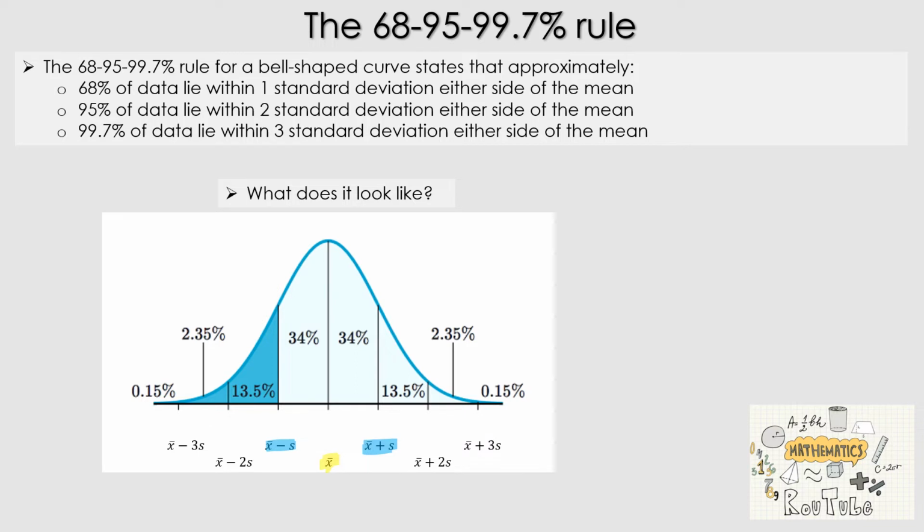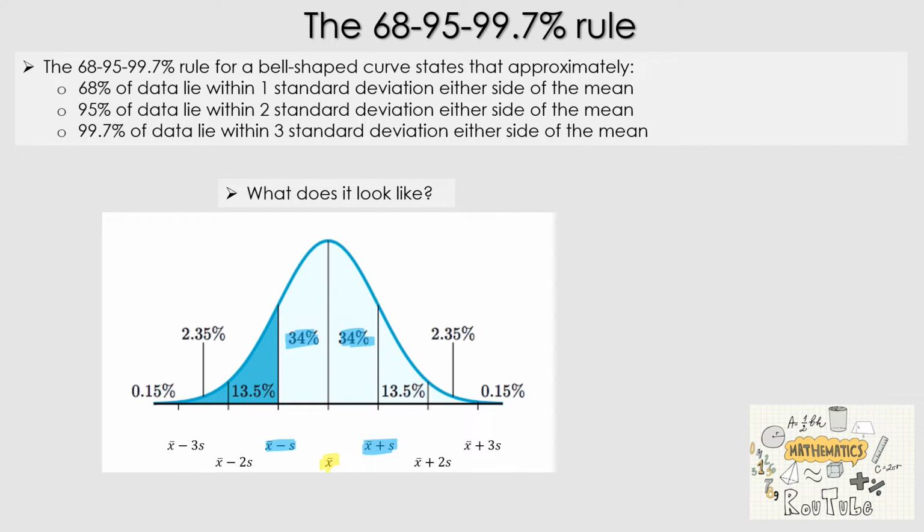So it's x bar, which is the mean, plus one standard deviation above, and x bar, the mean, minus one standard deviation. What it says is that, totaling 34% and 34%, so approximately 68%, because we add those two values together, 68% of the data lies within one standard deviation of the mean.